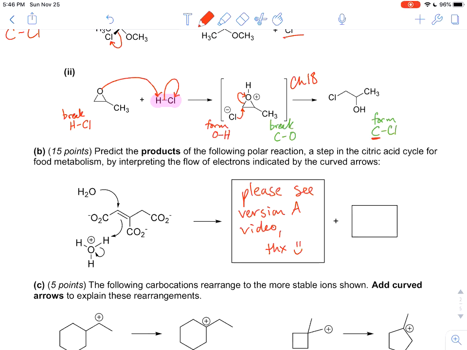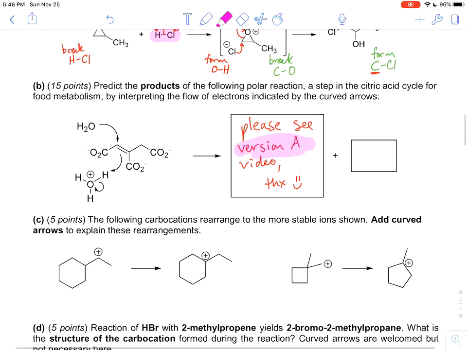Now for part B, I already made the video for that. The one on version A is exactly the same as version B. It took me a little while to make that, so instead of doing it again, I'm just going to direct you to that separate video for version A.